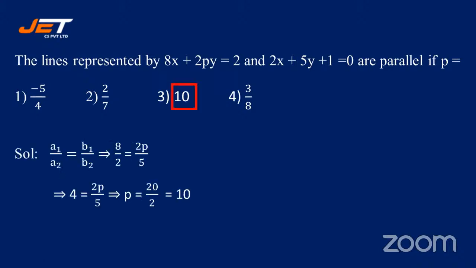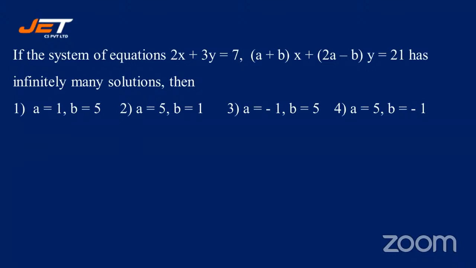Yes, if you just work it out, A1 by A2 is equal to B1 by B2, you will get 20 by 2 is equal to 10. Very good. See the next question. If the system of equations 2x plus 3y is equal to 7, a plus b into x plus 2a minus b into y equal to 21 has infinitely many solutions, then what is the option?